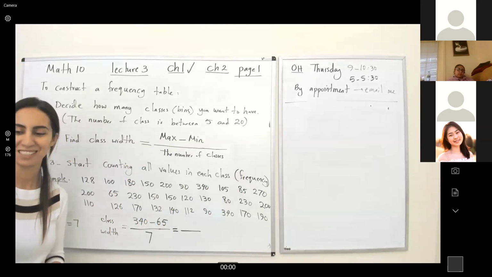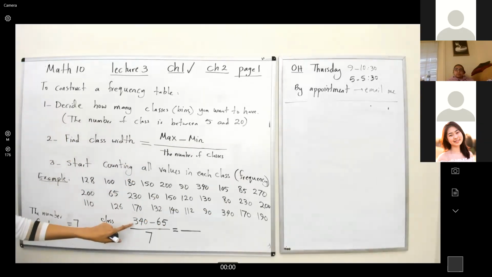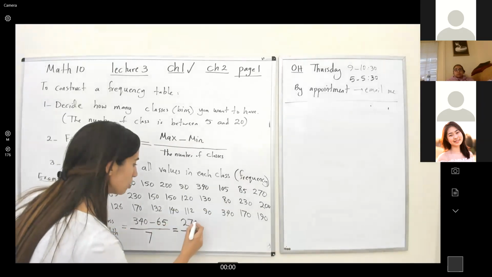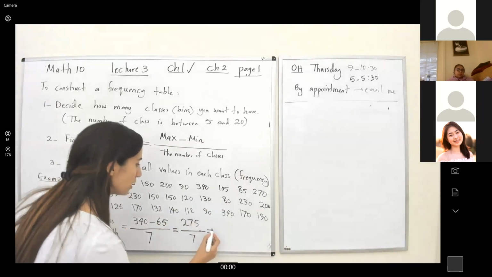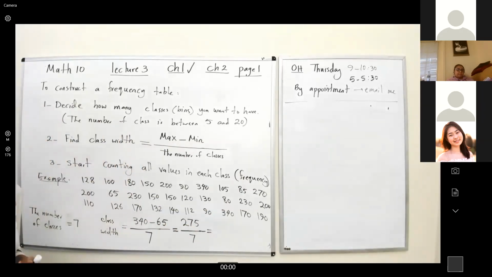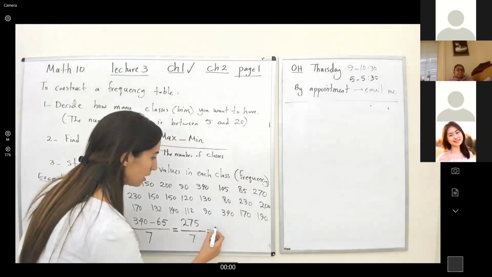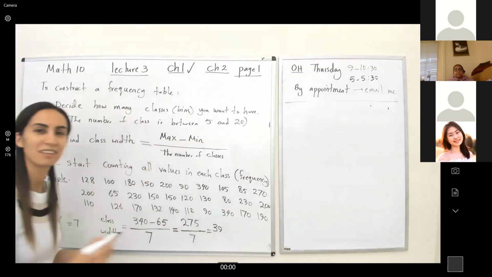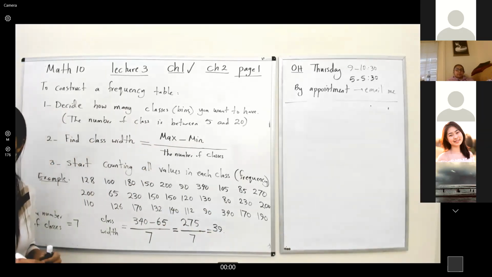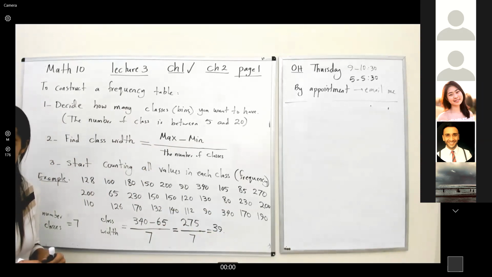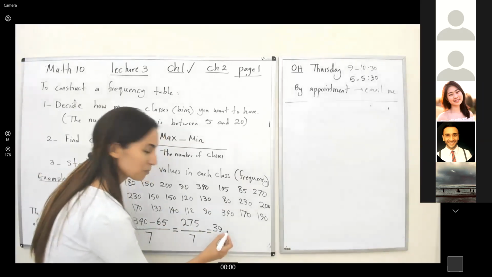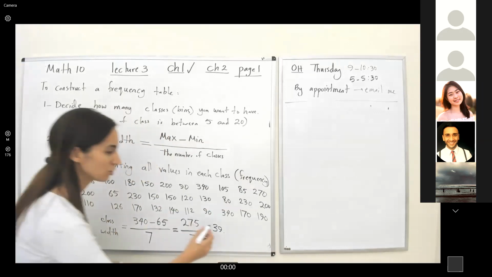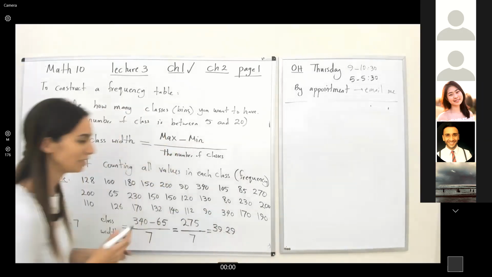What is the subtraction for you? 275. 275, thank you. 275 divided by 7, what do you get? 39.29. Okay, thank you.